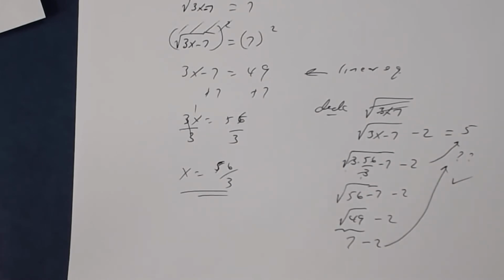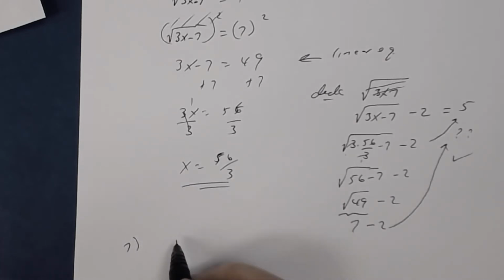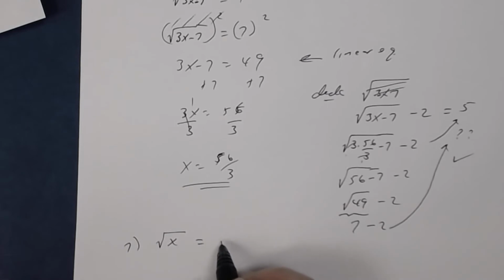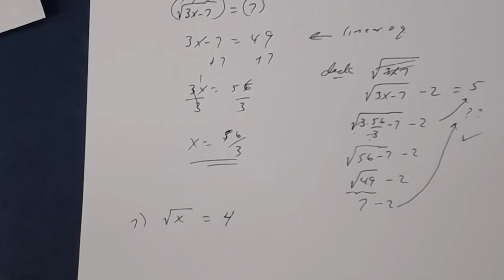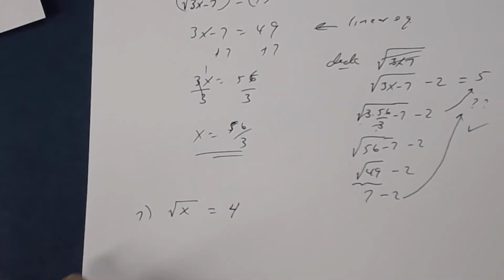Okay, so let's look at this one now. Let's go back to an easy kind for a moment. I have the square root of x is equal to, let's say, 4. You can look at this without doing any work to tell me what x is. The square root of what number is 4? 16, right? Okay, good. So x equals 16.